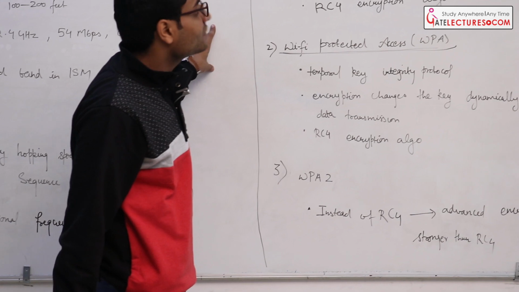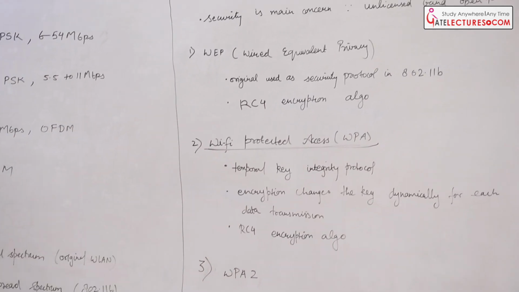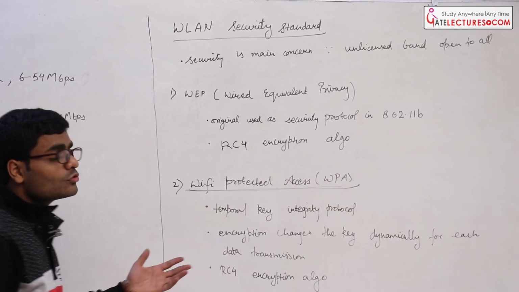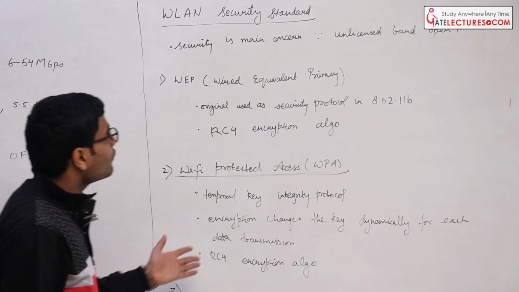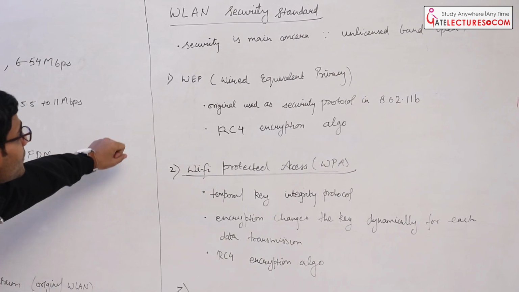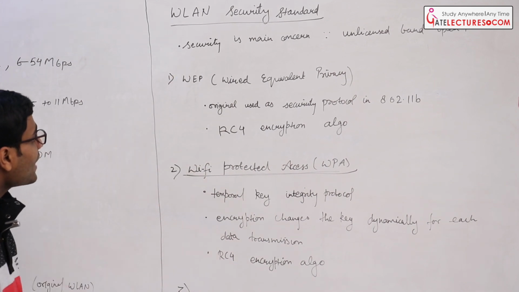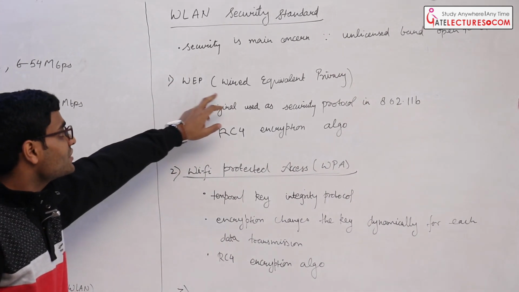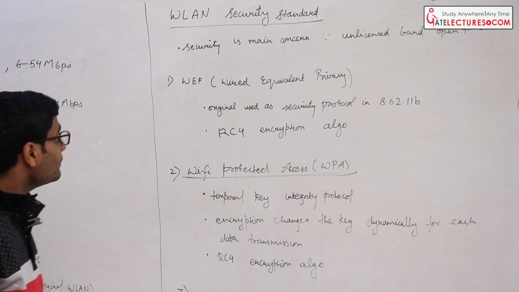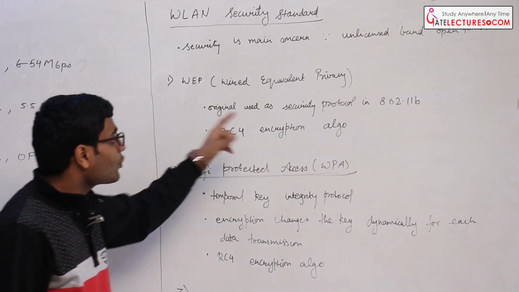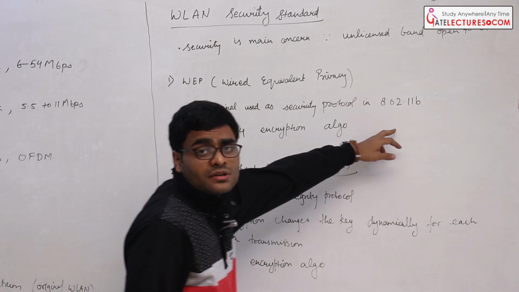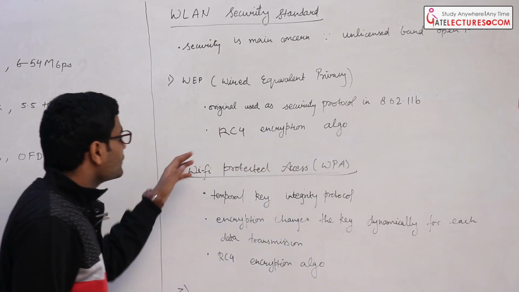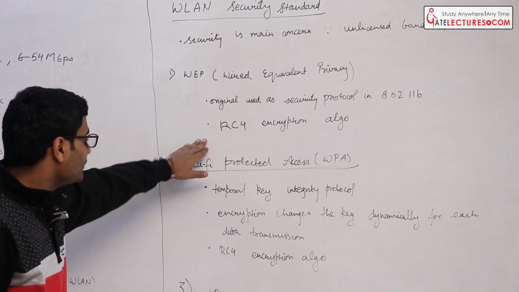In wireless networks, security is a main concern because we are using an unlicensed band, so it is open to all. Your data is not secure, so you have to go for security. In WLAN security standards, we have WEP, Wired Equivalent Privacy protocol. Originally, it was used as the security protocol in 802.11b, and it uses RC4 as the encryption algorithm.